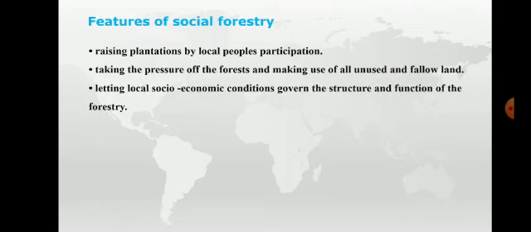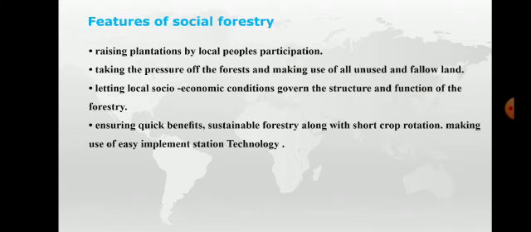Next, letting local socio-economic conditions govern the structure and function of the forestry. Ensuring quick benefits, sustainable forestry along with the short crop rotation, making use of easy implementation technology. So they can even grow short crops also, in between the trees here.